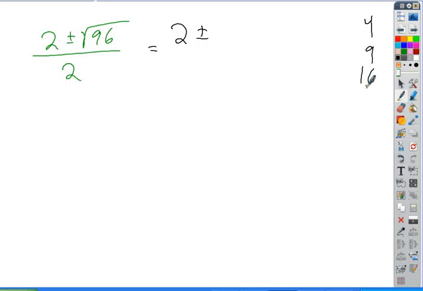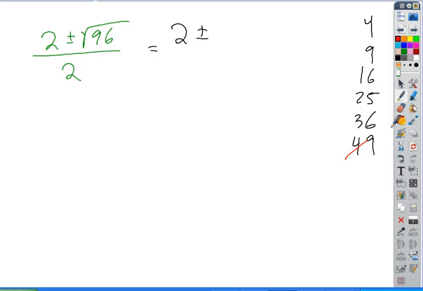4, 9, 16, 25, keep going. 36. 49. Okay, now I'm going to stop there. Here's why I'm going to stop there. Because is 96 a perfect square? No, it's not. So then the biggest possible perfect square that could divide into 96 has to be half of 96 or smaller, right? So then 49 is already bigger than half of 96. So we can cross that one out. We don't need to go any further.